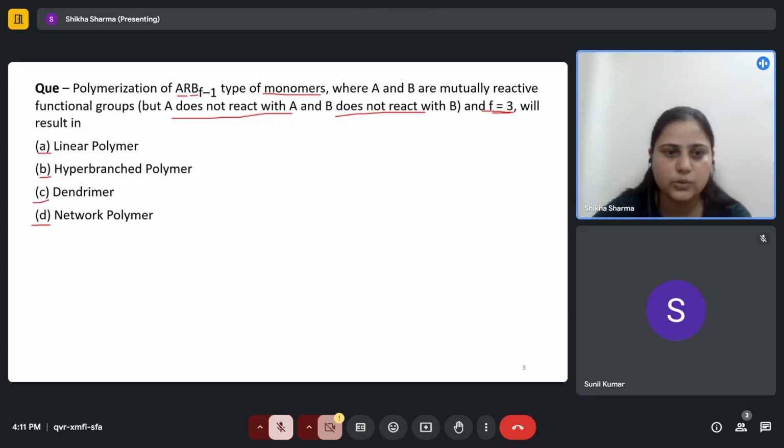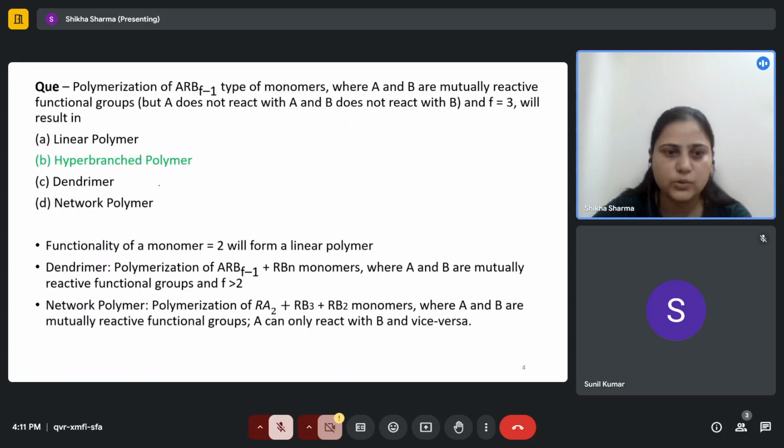The answer is hyperbranched polymer. When the functionality, the F value, is equal to 2, the functionality of a monomer equal to 2, it means that it is a linear polymer. So this answer cannot be correct because F equal to 3 is given in the question. Then the second option, hyperbranched, is our correct answer.